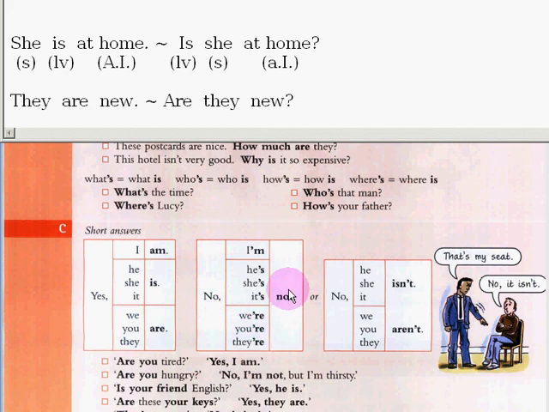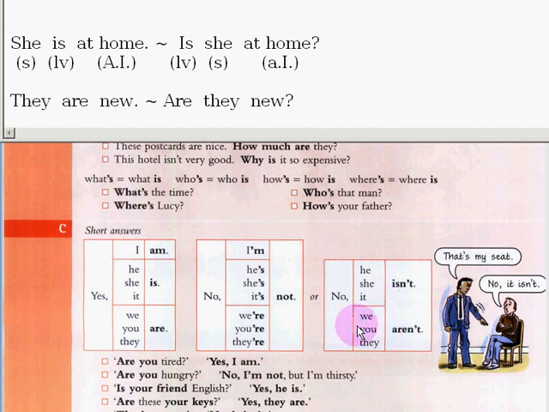Well, you can also use the short form, especially for negative questions or answers to negative questions, rather. You can say, no, he isn't. She isn't. It isn't. With the words you, we, and they, you use the word aren't.